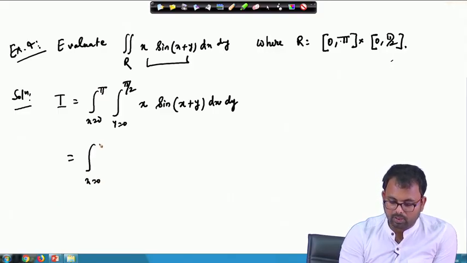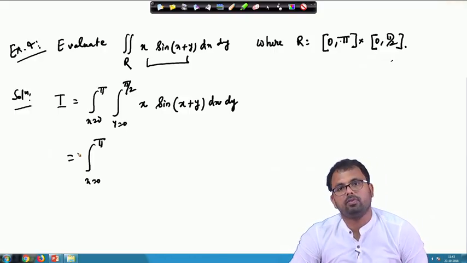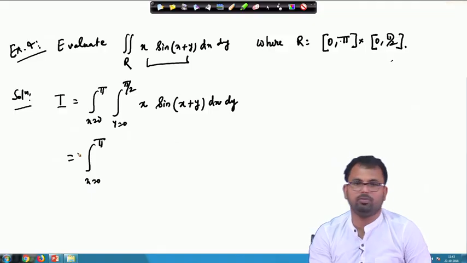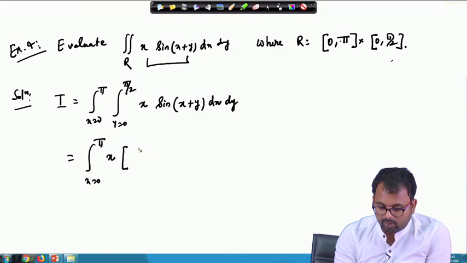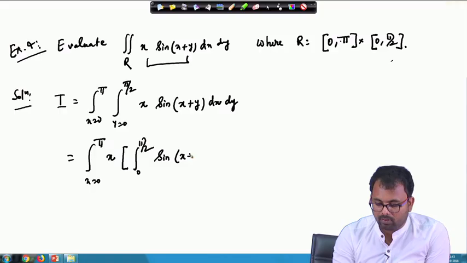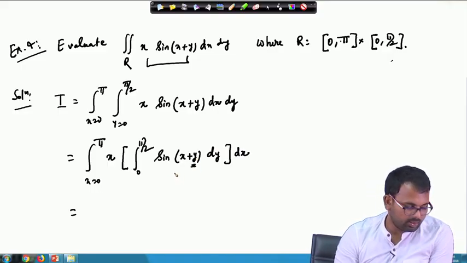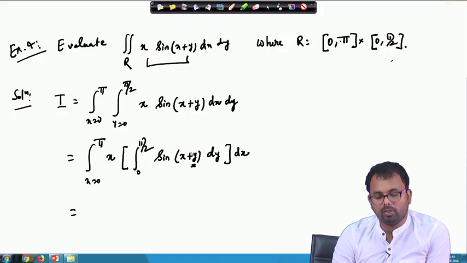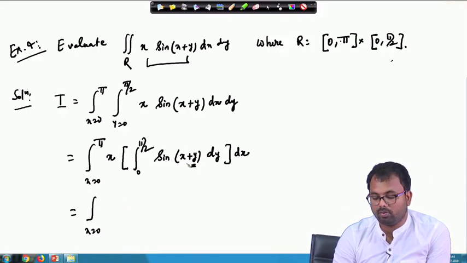Let us see what happens. It totally depends on you whether you would like to integrate with respect to x first or y. In this case we choose to integrate with respect to y first. So, here I can write x and then this big bracket, 0 to pi by 2, sine (x plus y) dy and then dx. Here x is a constant at the moment, so it does not play any role here, and we will basically integrate with respect to y.